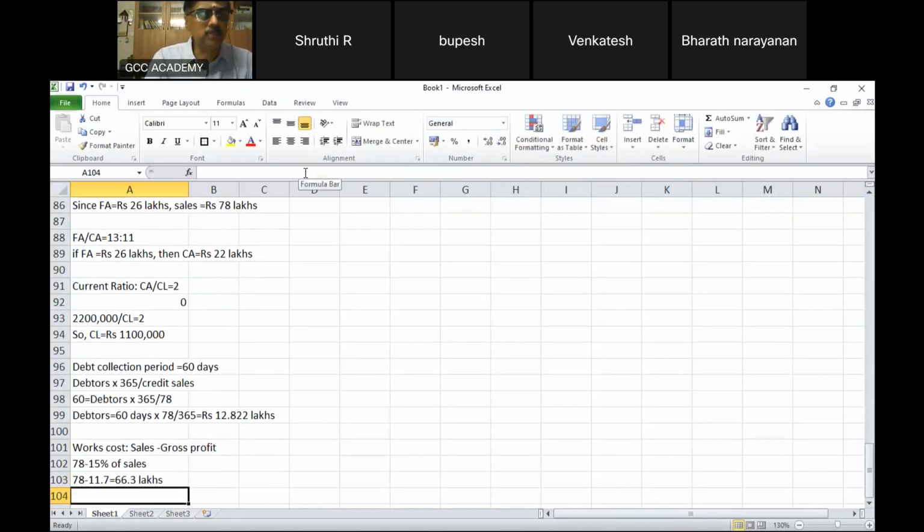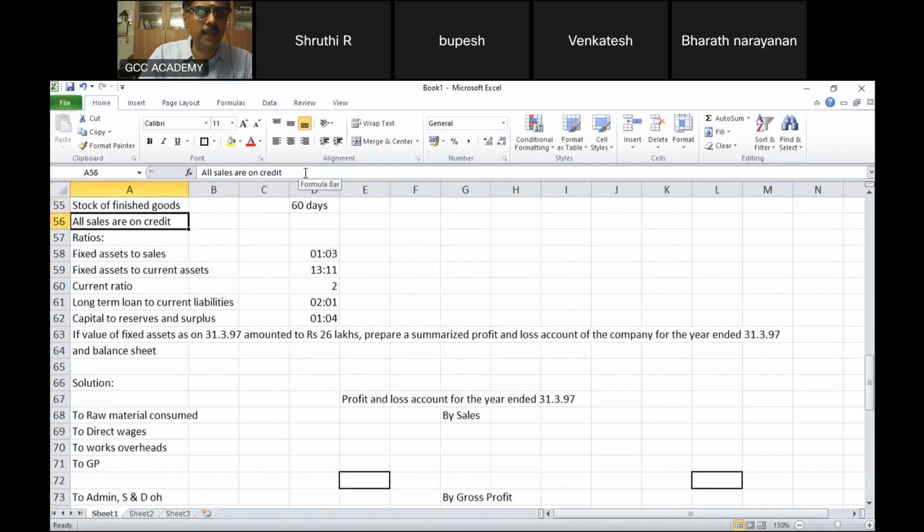I'll repeat, works cost is equal to sales minus gross profit, which is 78 lakhs minus 15% of sales. 15% of 78 lakhs is 11.7 lakhs, gross profit, and you get 66.3 lakhs. This is your works cost. Any doubts? So now we have found everything up to here, let us go to the trading and P&L.